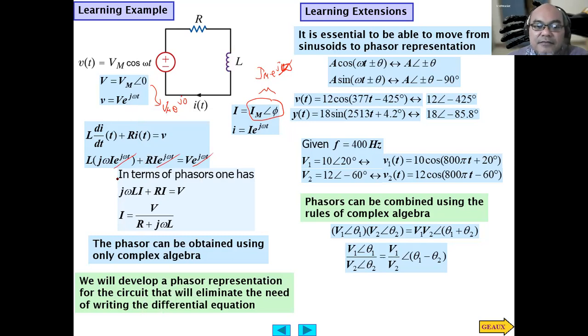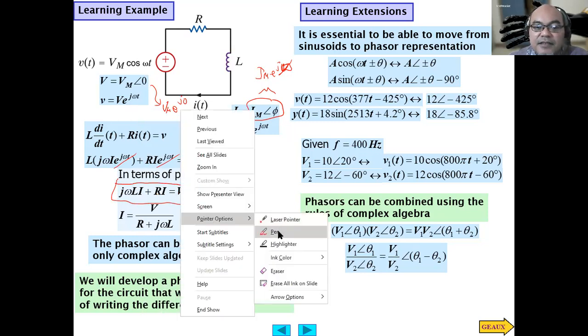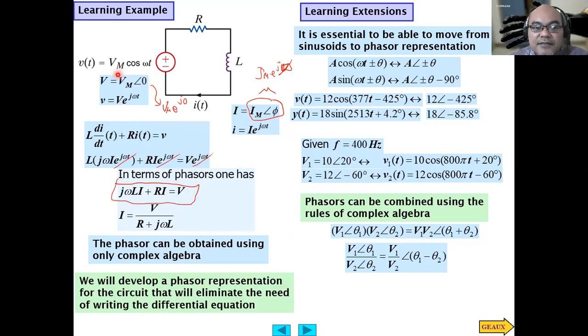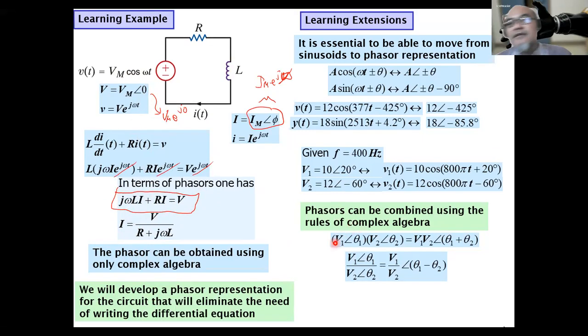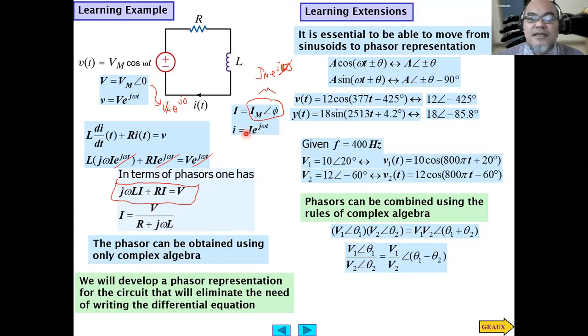This has become the phasor form: j omega L I plus R I equals V. This is in capital, which can be expressed as Vm. So the current I will equal V divided by j omega L plus R. So a phasor can be obtained using only complex algebra. No need to use anything else.